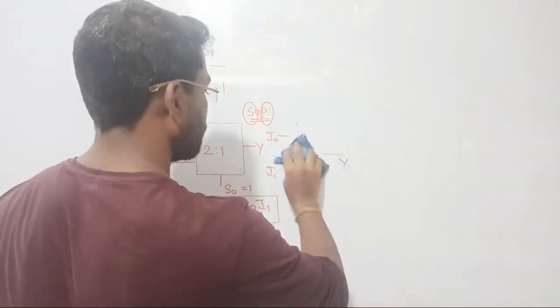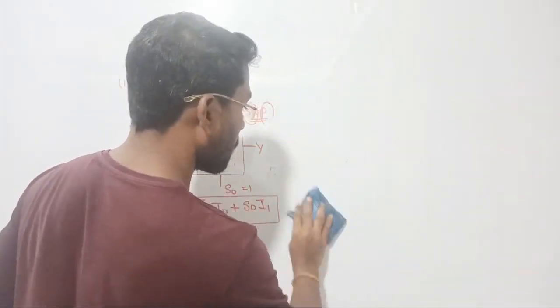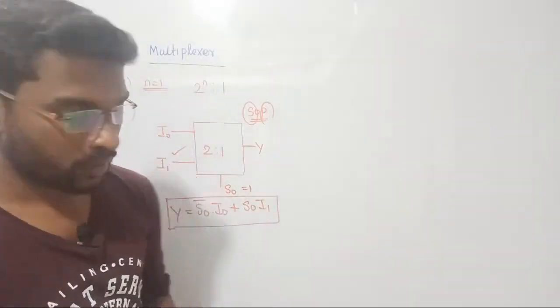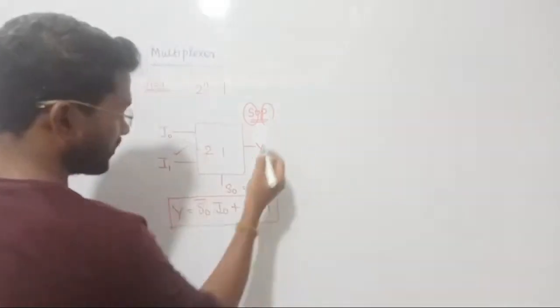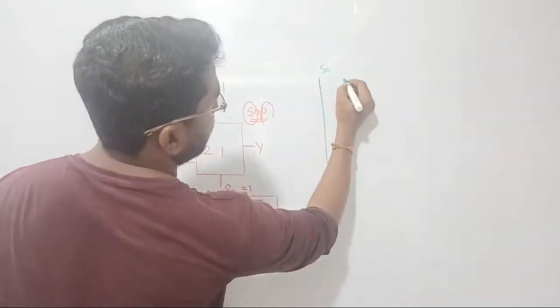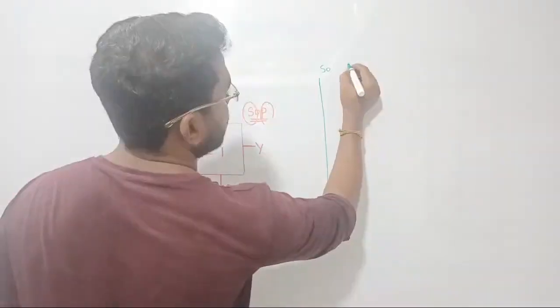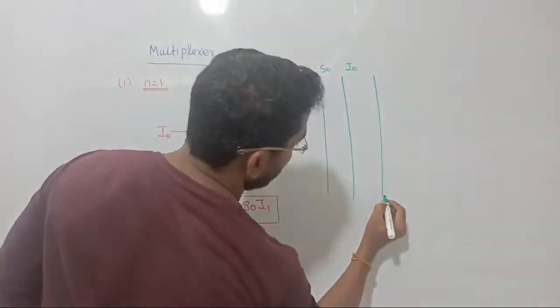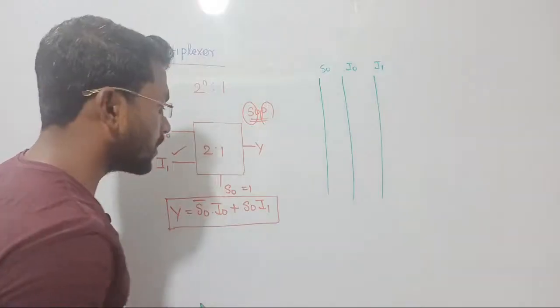Let me rub this one now. Now logic gates in the sense, let me select a line called S0. Let us select the S0 line, and let me select one more line called I0. Let us select one more line called I1. Now let us complete the circuit.